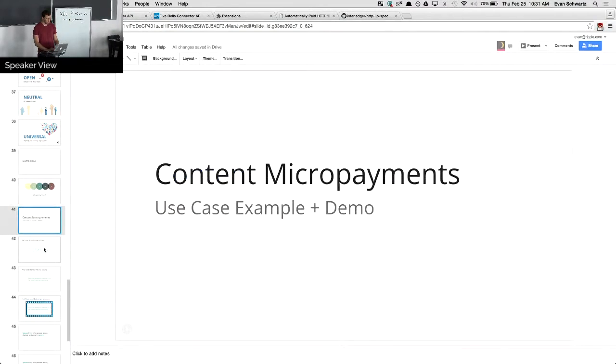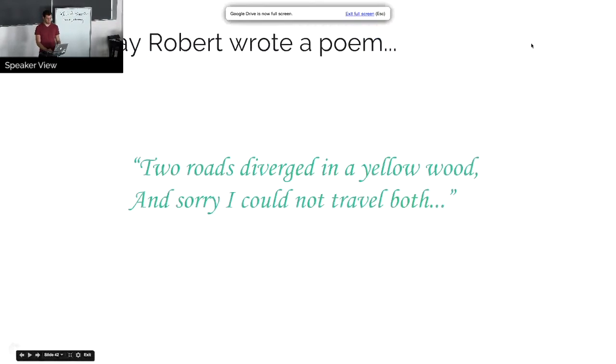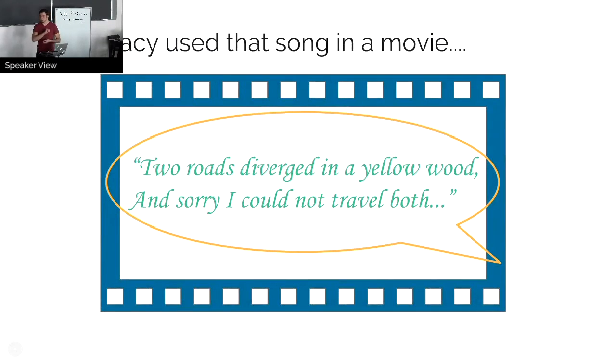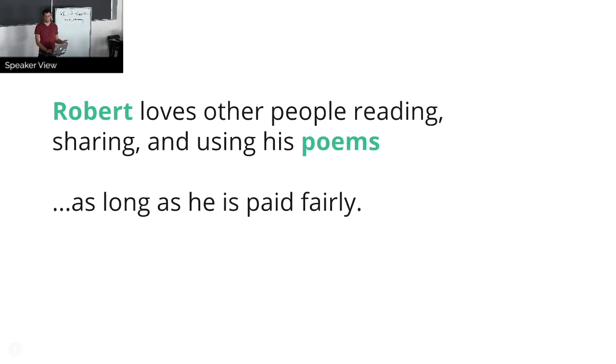So one nice extension of this is, let's say Robert wrote a poem. This is a classic, silly example, but Sarah turned that into a song, and then Tracy used that song in a movie. Now Robert loves other people using his creative works and turning them into other creative works, as long as he's paid fairly.